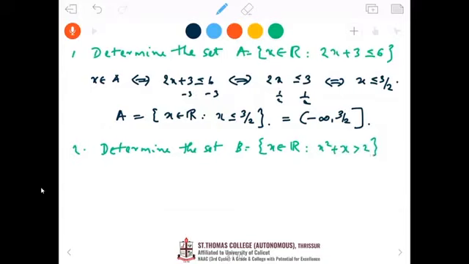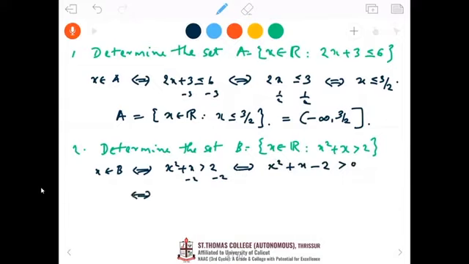So we have to determine what all real numbers are there in the set B. So let x be an element of B. This implies and is implied by x square plus x is greater than 2. Add minus 2 on both sides. We will get x square plus x minus 2 greater than 2 minus 2, which is 0.